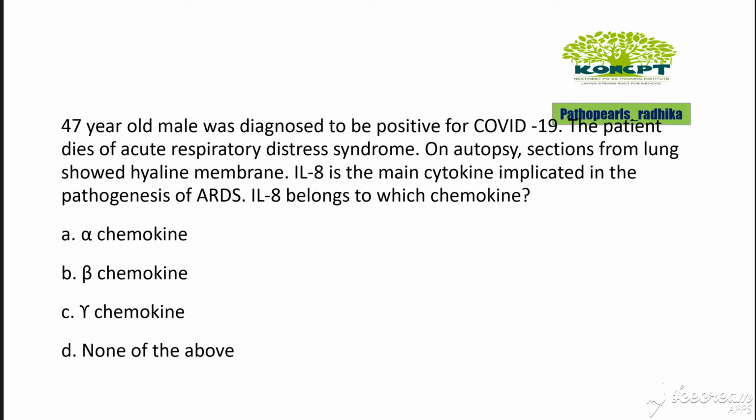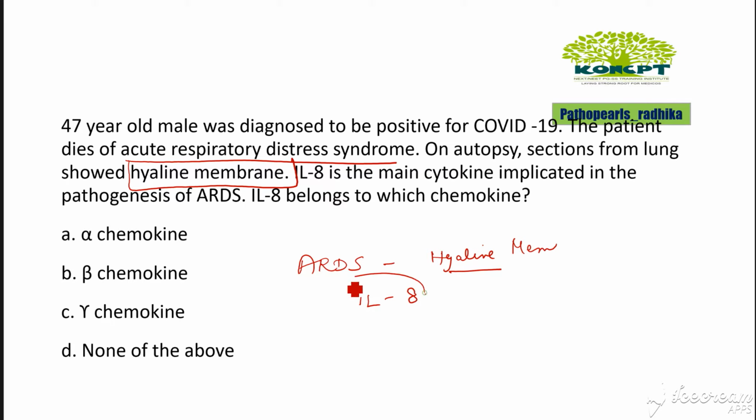So, this chemokine is once again an important question. Now let me go into the chemokines, right? If you see this question, there is a lot of information. The question is about ARDS, and they have described the histology of ARDS. This again is an important question. In acute respiratory distress syndrome, you have formation of hyaline membrane. And one other important point is that the main cytokine implicated in ARDS is interleukin 8. Now, to which category does this interleukin 8 belong?